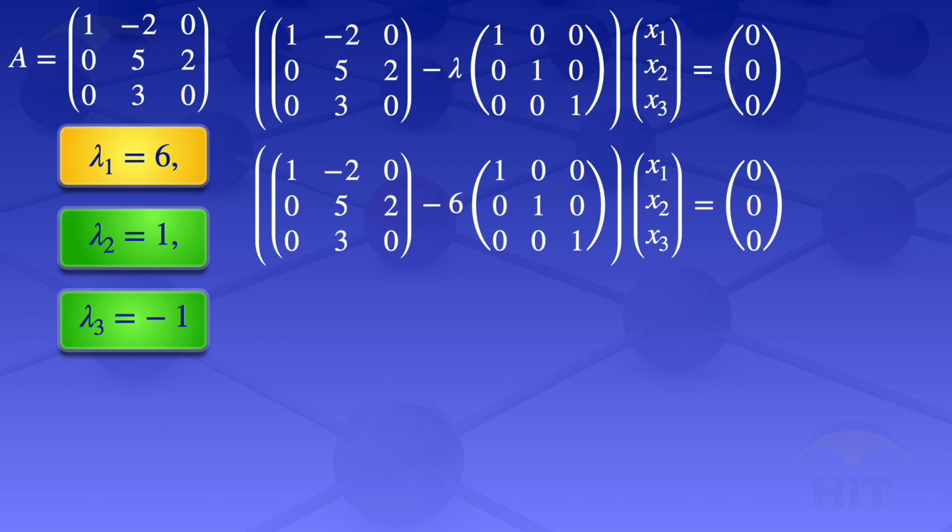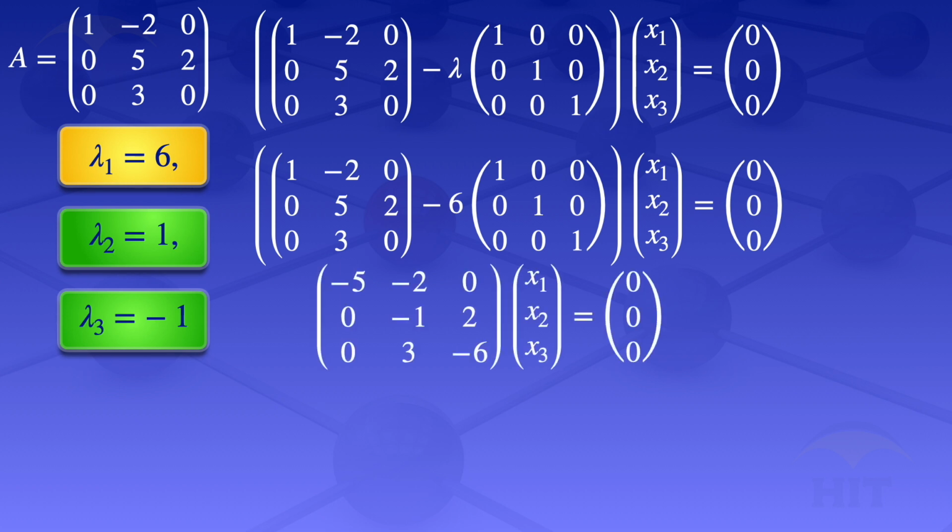Then I can go on and simplify that, because when you multiply that 6 by the identity matrix, we would have 6 on the diagonal, and you'll be subtracting from the matrix A. So what it will result in is subtracting 6 from the elements on the diagonal of the matrix A. So it will be 1 minus 6, which gives us a minus 5, 5 minus 6, which gives us a minus 1, then 0 minus 6, which gives us a minus 6. So that equation simplifies to the matrix with rows minus 5, minus 2, 0; 0, minus 1, 2; 0, 3, minus 6, multiplied by the vector x, is equal to the 0 vector.